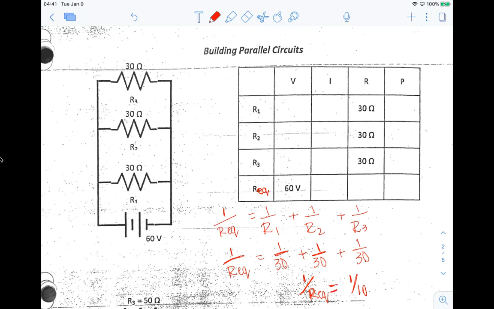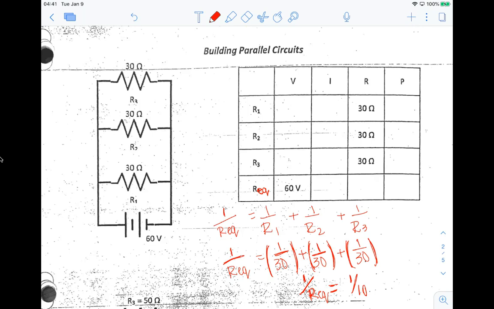Now let's talk about your calculator for a second. So we're adding fractions here. You cannot just type in 1 divided by 30 plus 1 divided by 30 plus 1 divided by 30. You have to make sure when you're putting in your calculator, you are using parentheses around each fraction so that you end up with 1 over 10 as your answer.